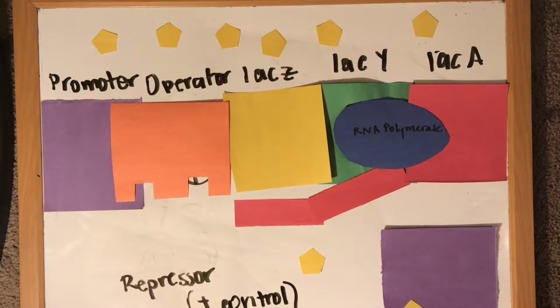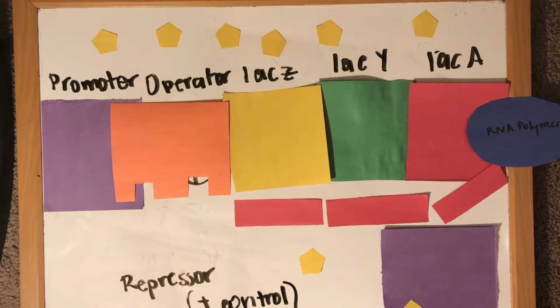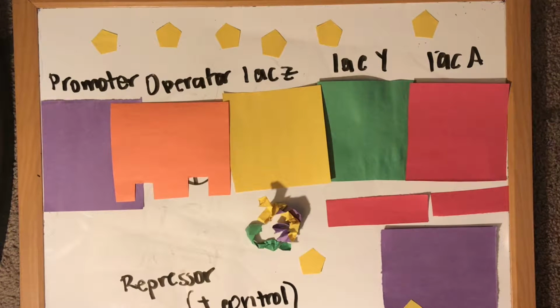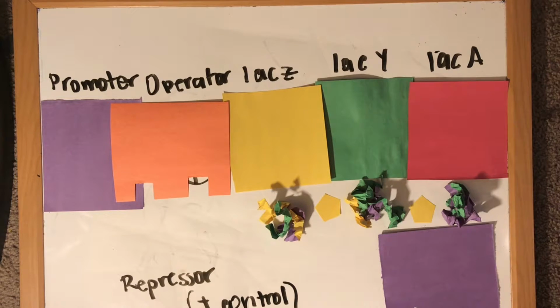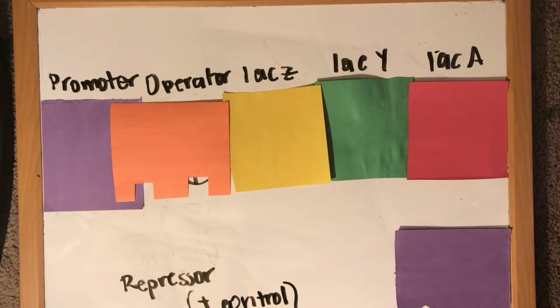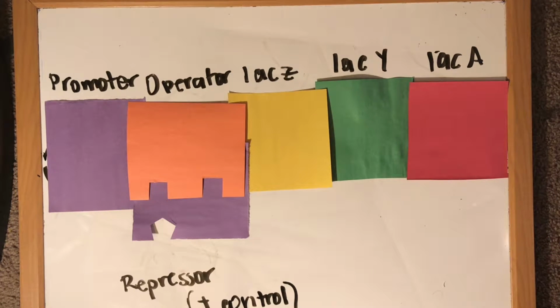RNA polymerase is now going to run down and make each of the mRNAs for each of those lac genes. Each of those is going to make a protein, and each of those is going to break down the lactose. And so we can deal with the lactose and metabolize it. Now the lactose is gone and the repressor is going back to its original shape.